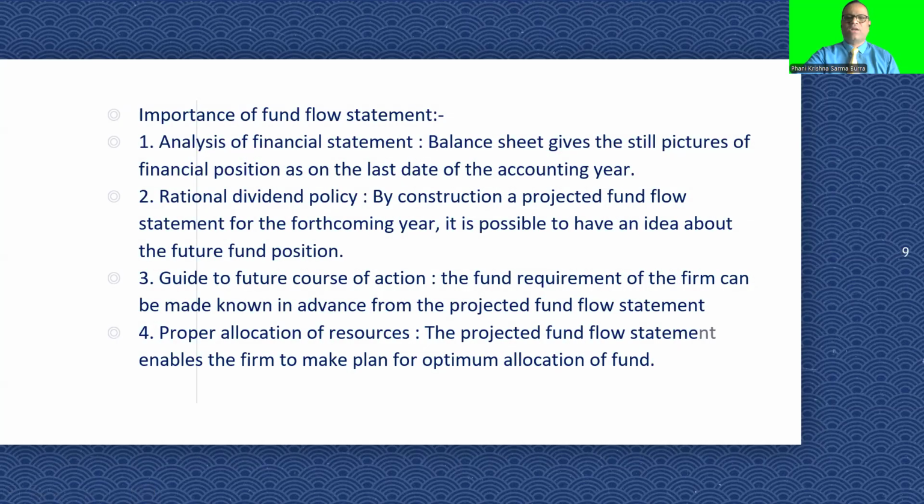The balance sheet gives a still picture of financial position as of the last date of the accounting year. Rational dividend policy: by construction of a funds flow statement for the forthcoming year, it is possible to have an idea about the future fund position, a guide to the future course of action. The funds required by the firm can be made known in advance through the projected funds flow statement. Proper allocation of resources: the projected funds flow statement enables the firm to make a plan for optimum allocation of funds.